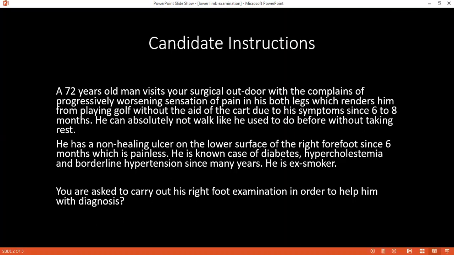Okay. I will enter and wash my hands. Good morning, sir. I'm Dr. Kolade, one of the exam candidates. Can I confirm your name and age, please?